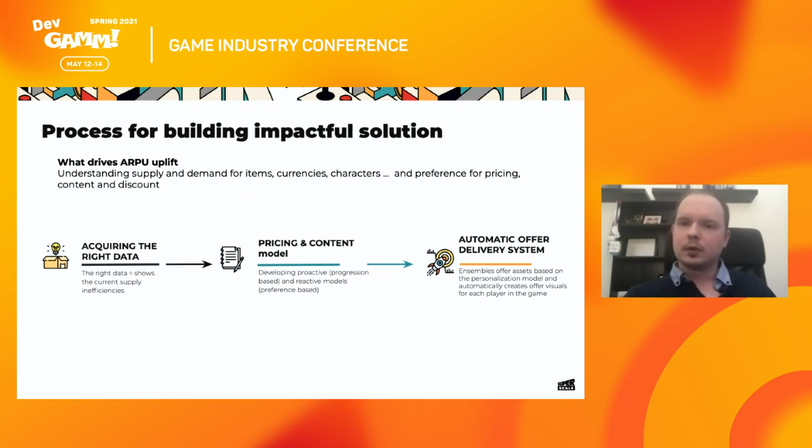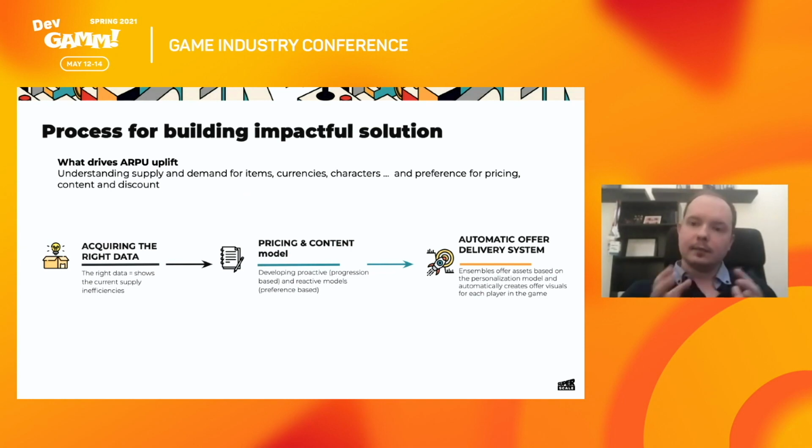What about the models? We need to have proactive and reactive models. Reactive models basically learn from the data, because they react to the data. Proactive models are much more interesting, and I haven't seen many solutions like that. They understand the player's journey, predict what can happen, and combine this with reactive modeling.